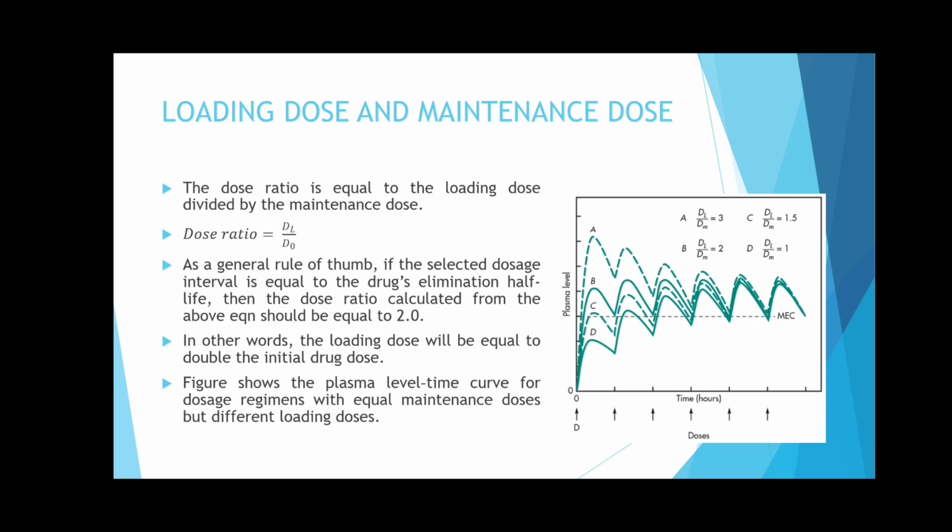Now in the graph you can see a few curves, curve A, B, C and D. In curve B, DL by DM, the loading dose by maintenance dose, is equal to 2, and this is the desirable dose we want. When it is equal to 2, the initial dose is above the minimal effective concentration. But in curve A, DL by DM is equal to 3, where the loading dose is extremely high. For a drug that has a narrow therapeutic window, it may go beyond the MTC value, whereas curve C is just above the MEC value, and curve D is below the MEC value. So DL by DM should never be equal to 1.